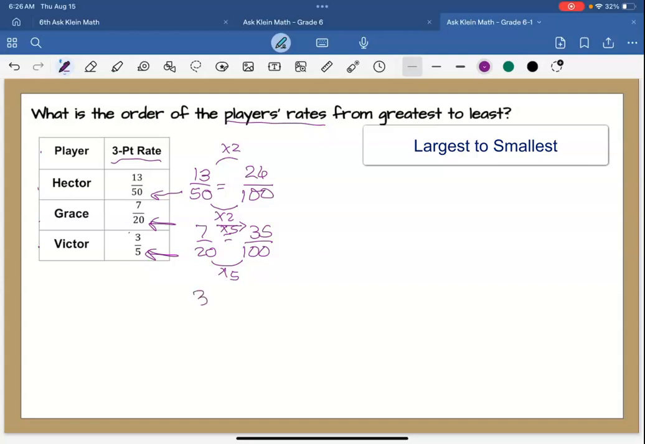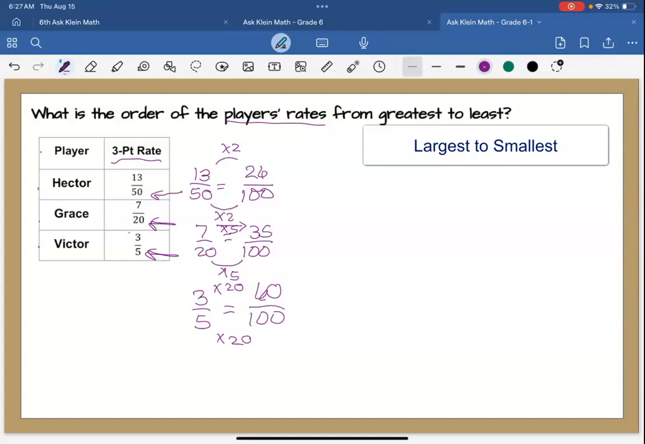And with my last one, 3/5, well, we just did 20 times 5, so that means 5 times 20 must get us to 100, so times 20, and that gives me 60. Now I'm to the point where I can compare them because they're created with common denominators. So these sizes of the pieces of the fractions are the same size pieces, so they can be compared. So we have 26 hundredths, 35 hundredths, and 60 hundredths.